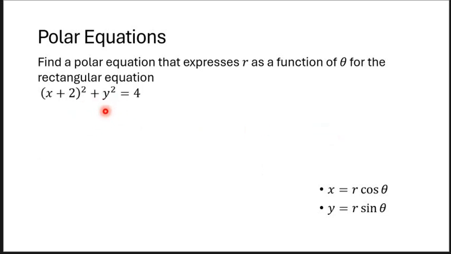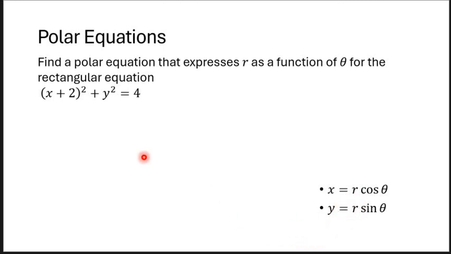This circle is not centered at the origin. It's centered at -2, 0, but it also has a radius of 2. So that means it's tangent to the y-axis. It just touches the y-axis. So let's go ahead and convert it into its polar form.